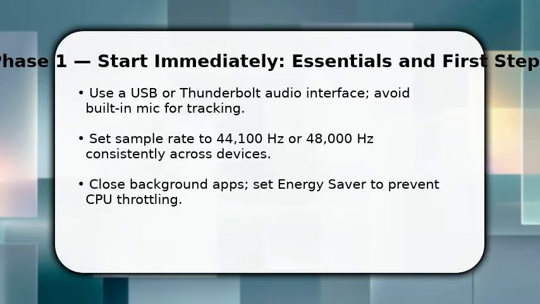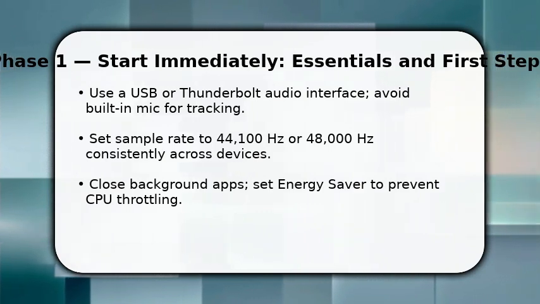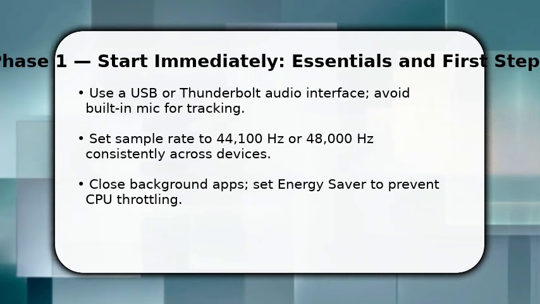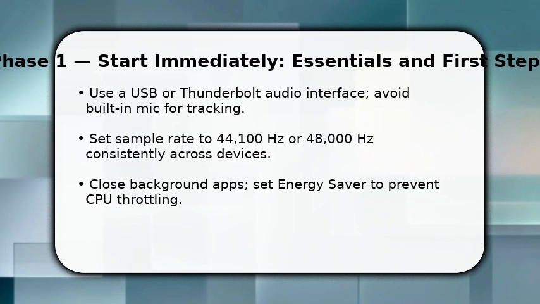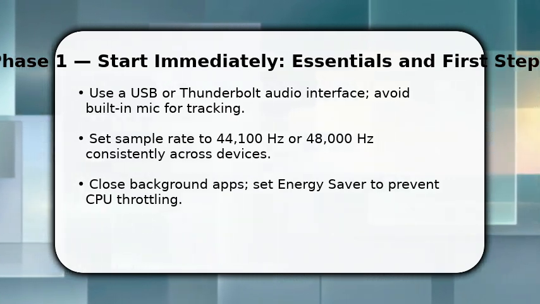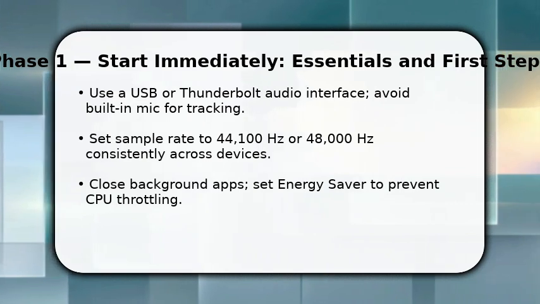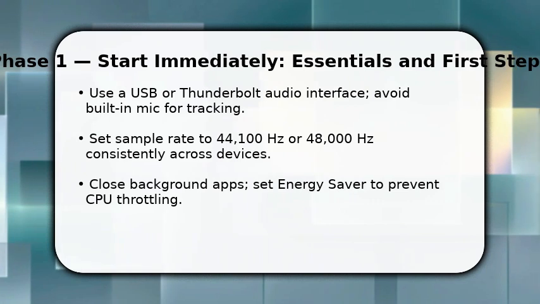You start by confirming hardware and session basics. Connect a dedicated USB or Thunderbolt audio interface and select it in GarageBand's audio/MIDI prefs. This reduces system polling delay. Set the project sample rate to 44,100 Hz or 48,000 Hz and match the interface. Mismatched rates force resampling and add latency.